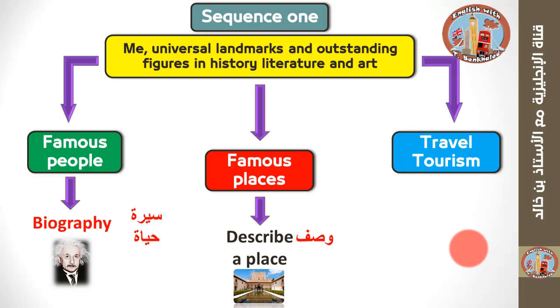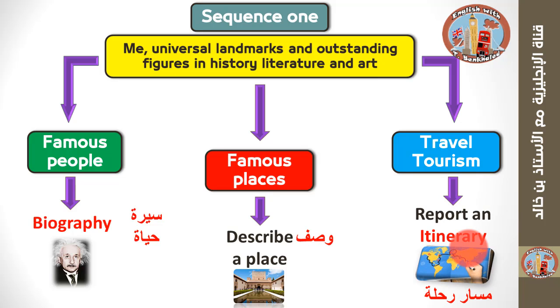Number three, travel or tourism. Travel is when you go to visit another place. Example, I travel to Italy. I travel to Spain. Tourism. When you go to travel, you are going to visit many places and to do many activities, to eat, to watch, to see, to enjoy many things. So you are going to tell your friends about a travel you did, about a tourism you enjoyed. What do you do? You report an itinerary. What is an itinerary?